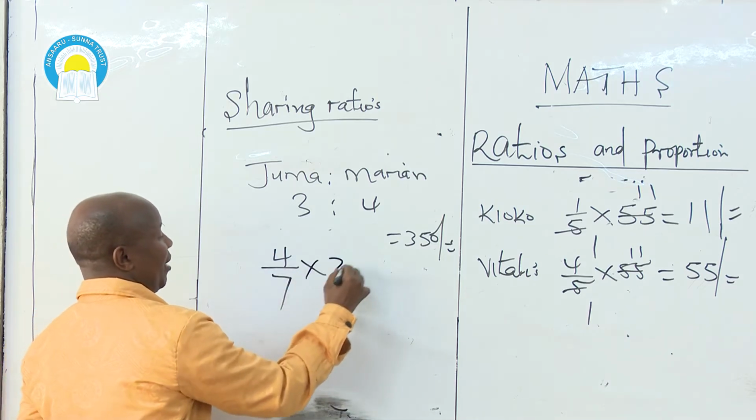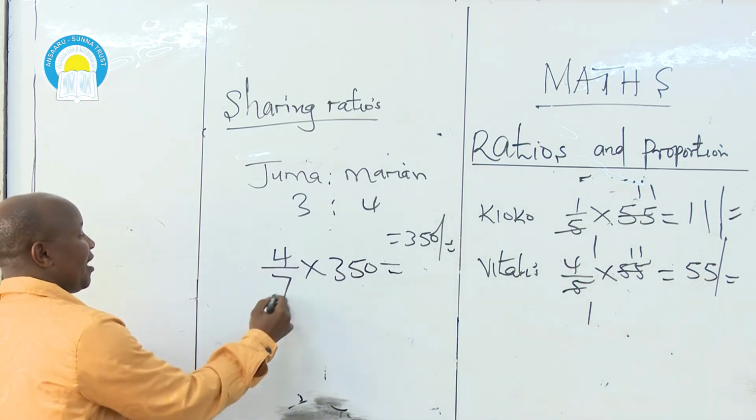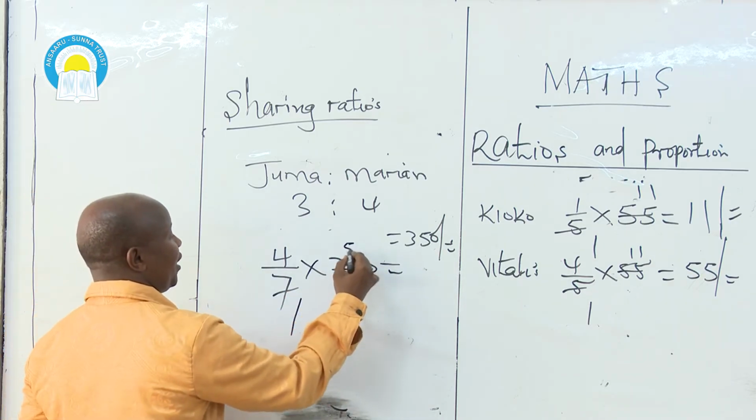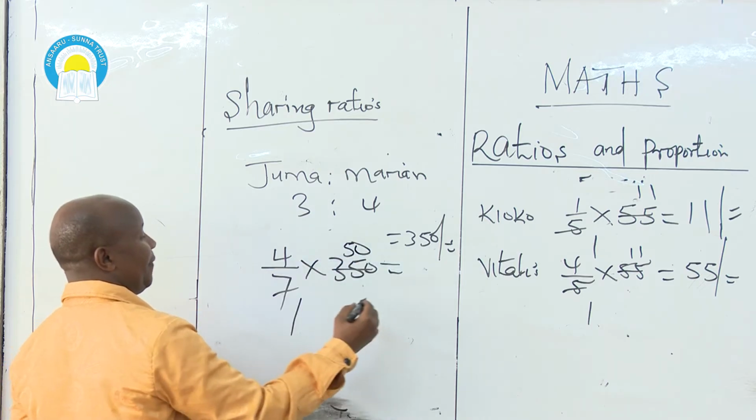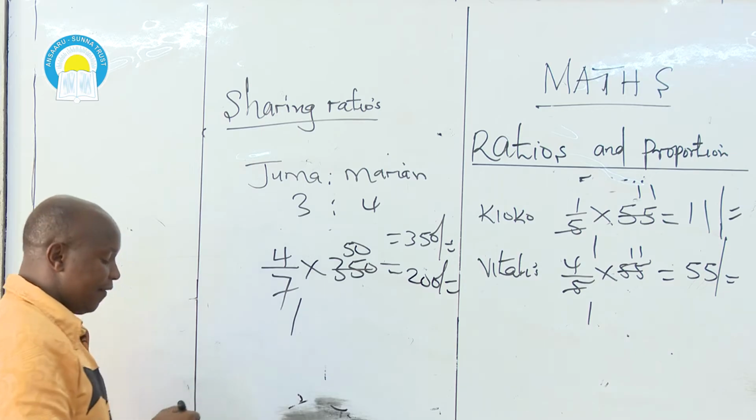Then multiplied by 350. Then you simplify by 7, 1. By 7 here is 50 times. Then 50 multiplied by 4, you get 200 shillings. That was the share for Marian.